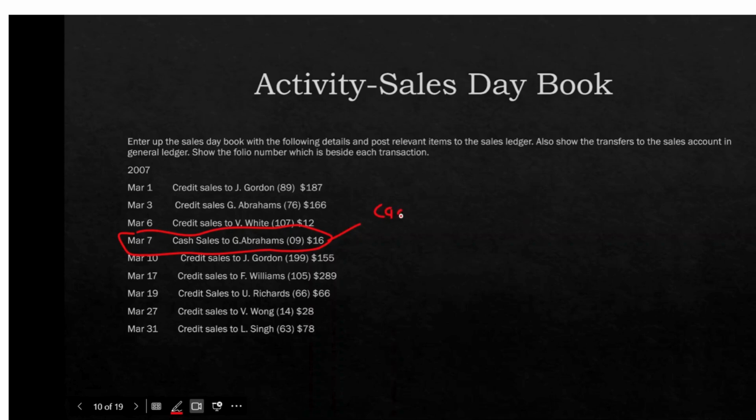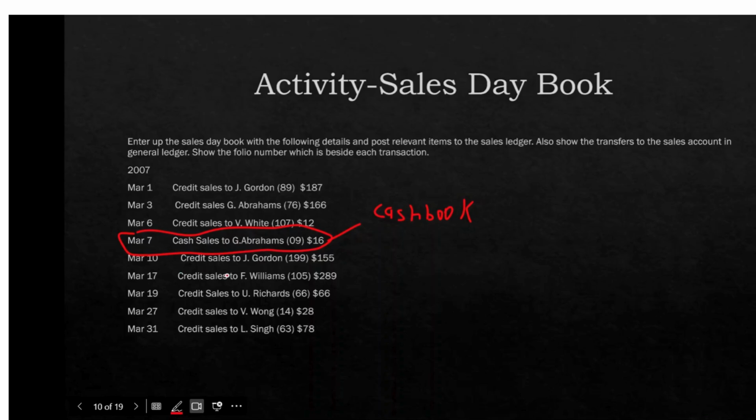So because this transaction, we received cash for it, it will go into our cash book, right? And our cash book is another type of journal. So therefore, this transaction would go into our cash book. However, the instruction said we should prepare a sales day book, so we're not concerned with this transaction.